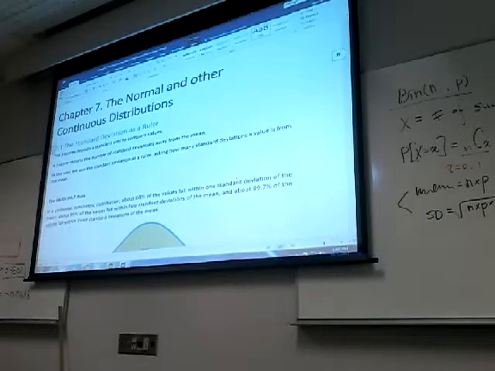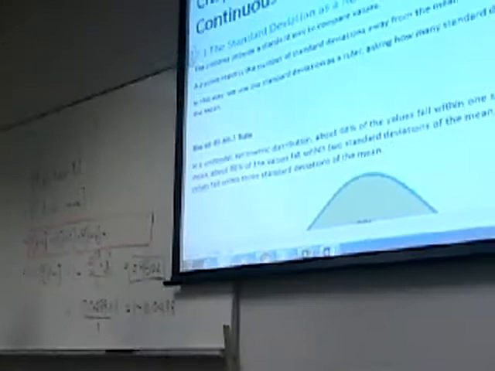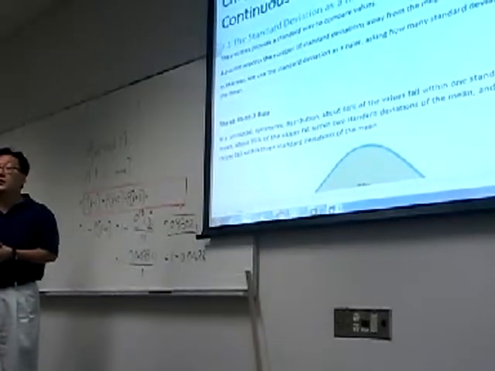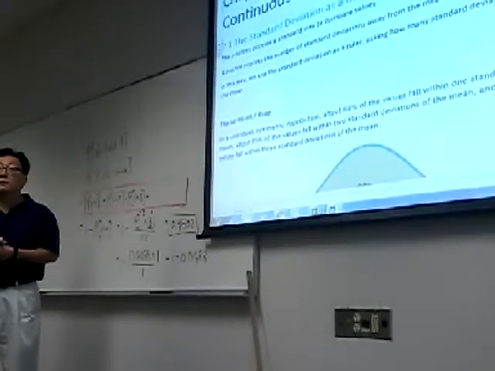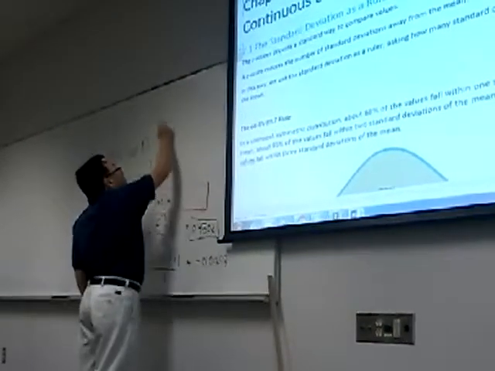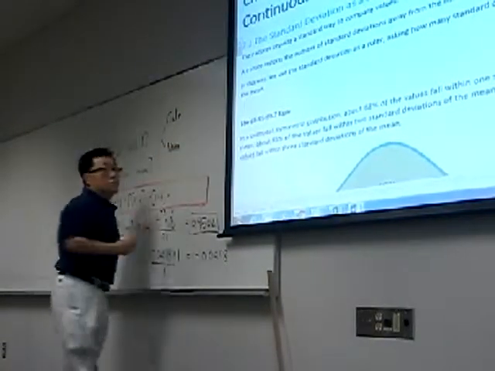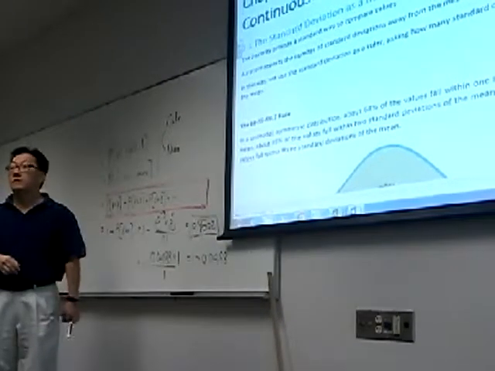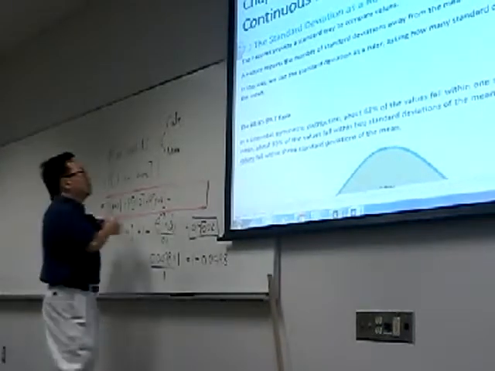How many variable types did we have in chapter 1? 2. Who are they? Categorical and numerical. Only 2: categorical and numerical. In chapter 6, random variable, which one? Random variable was numerical. Thank you.